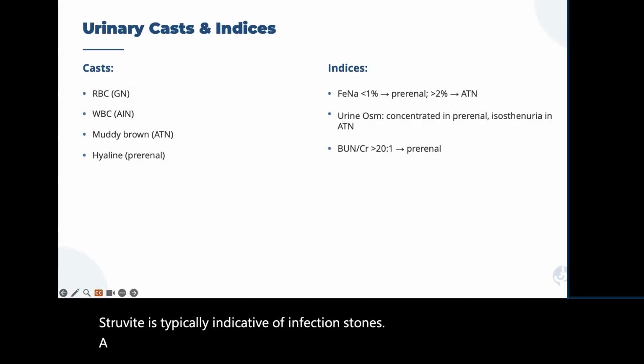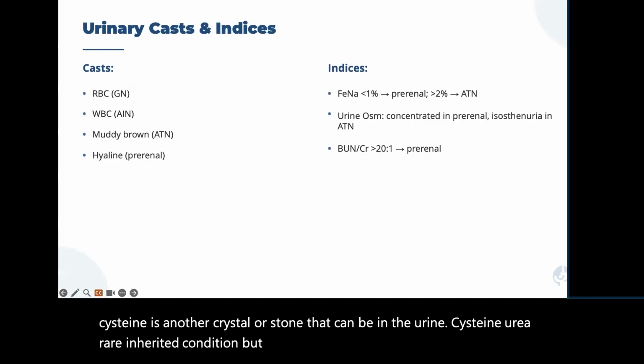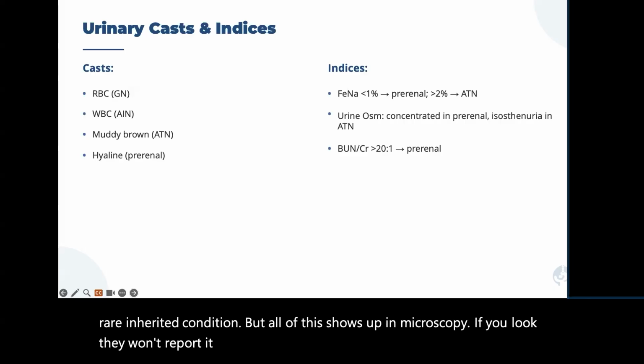Urease producing bacteria will cause struvite stones to form. And finally, cysteine is another crystal or stone that can be in the urine. Cystinuria is a rare inherited condition. But all of this shows up in microscopy if you look. They won't report it unless they see it.